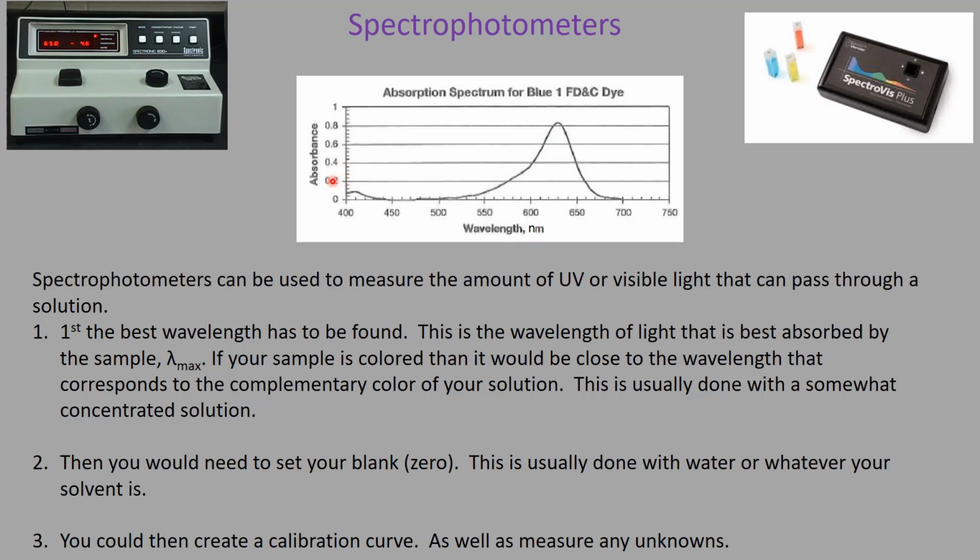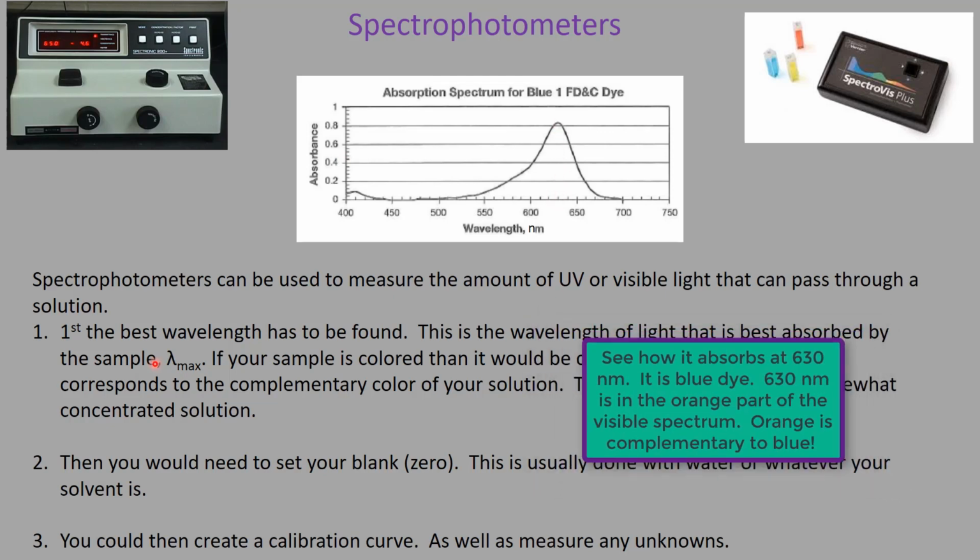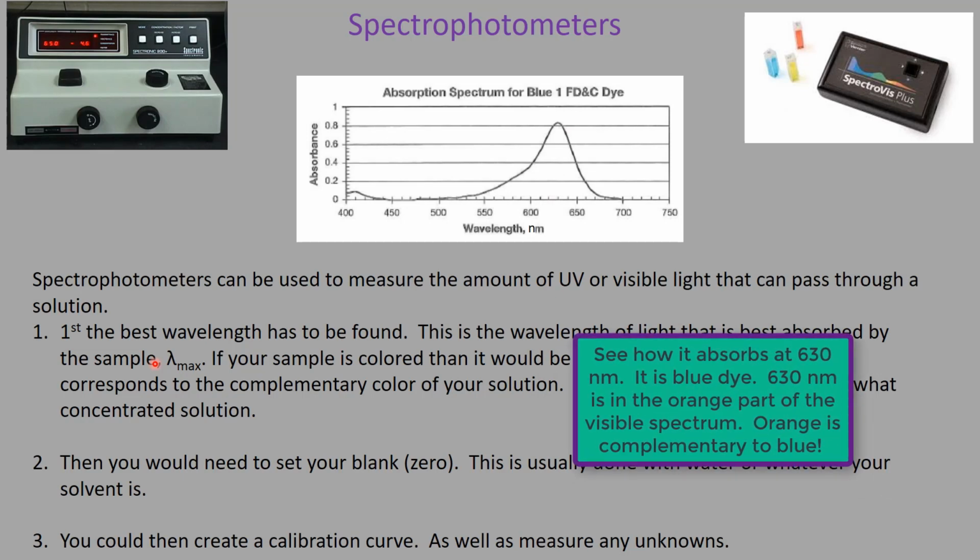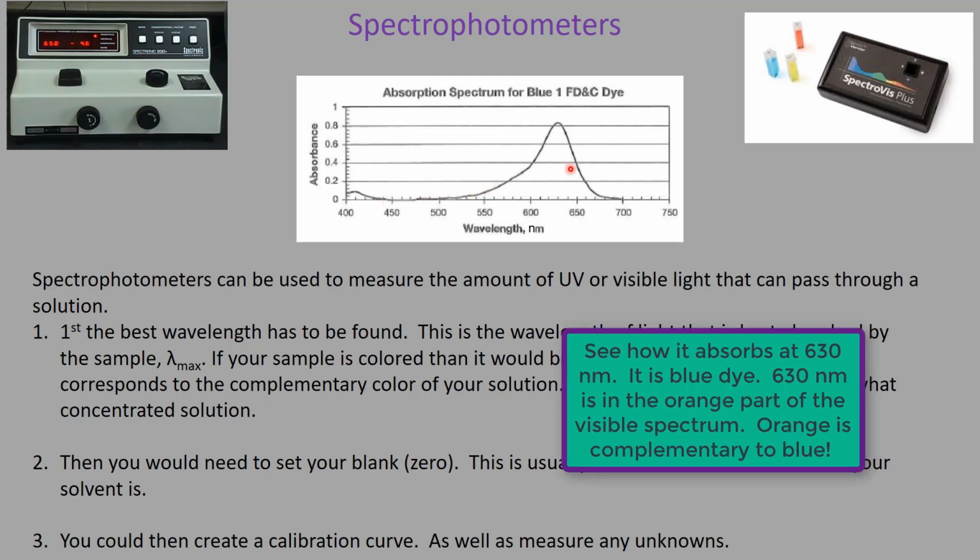And so if we look at the absorbance here, the best absorbance is right here, right? And that's at about 630 nanometers for the blue dye. All right, and so that would be our wavelength max, and that would be the one that we would want to measure this at, because with all the other ones we're not going to get a very good reading.